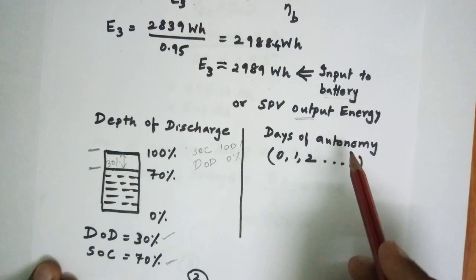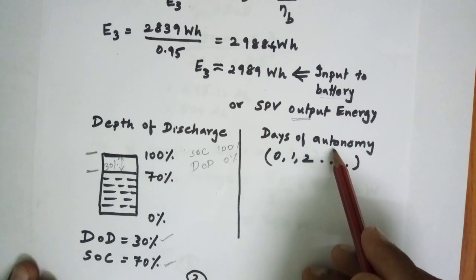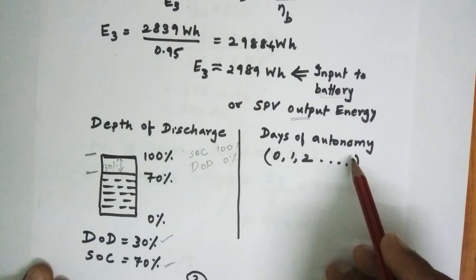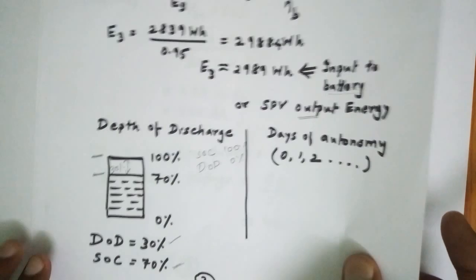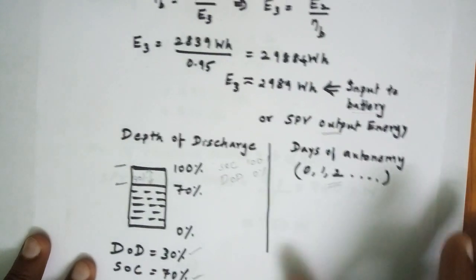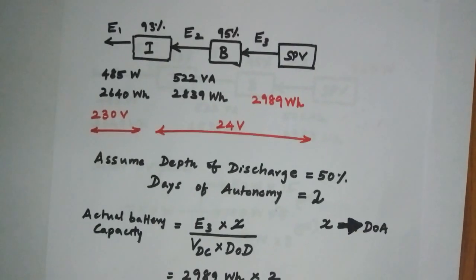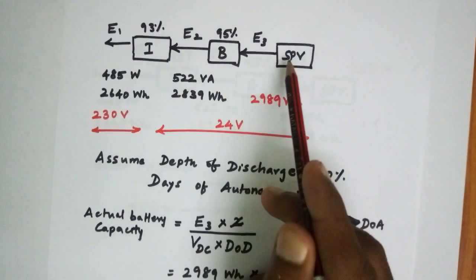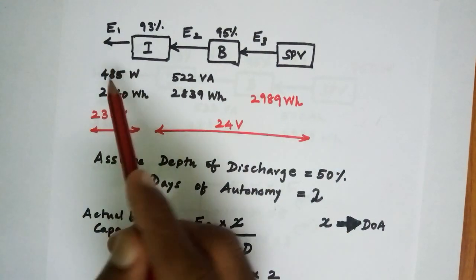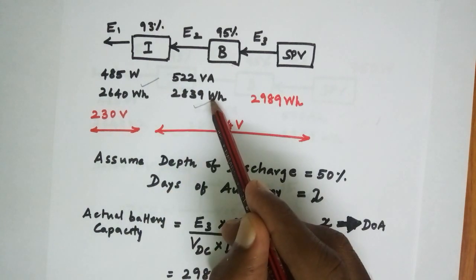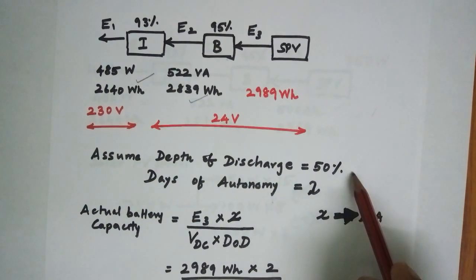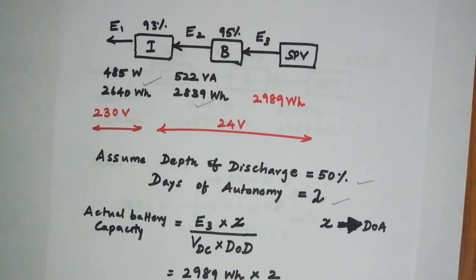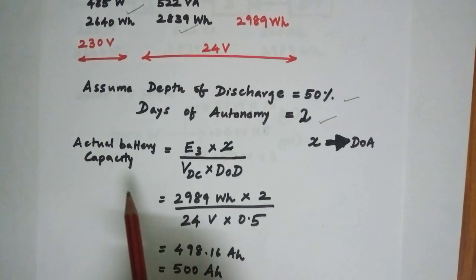Next is the days of autonomy. So days of autonomy is taken into account while considering the rainy days or cloudy days. In this problem, I have considered the days of autonomy to be 2. So this is the inverter, battery and solar photovoltaic. This part I have calculated and this also has been calculated. So I have assumed the depth of discharge to be 50% and the days of autonomy to be 2. Now the actual battery capacity has to be calculated.